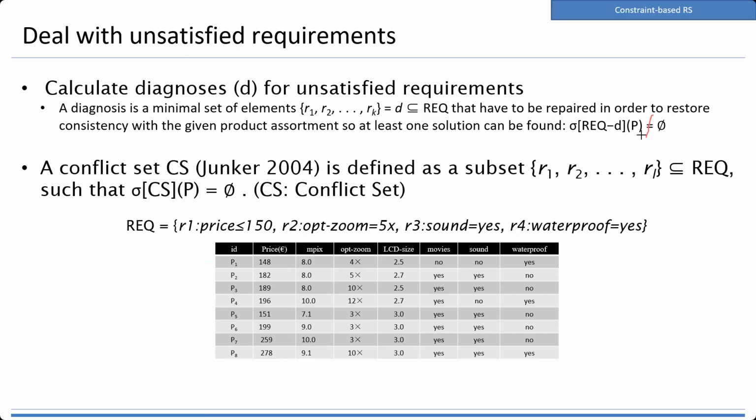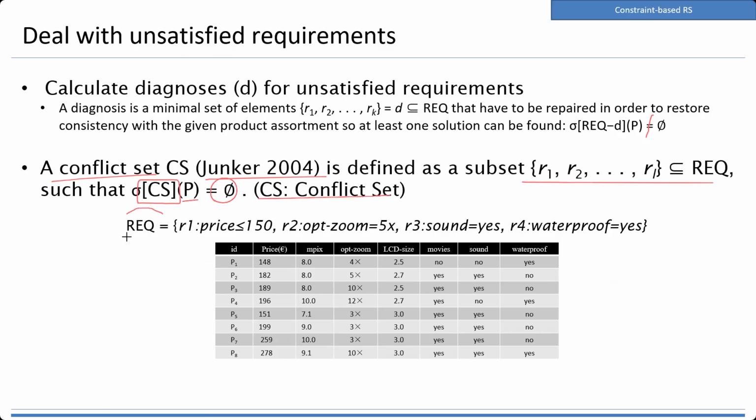We need to define the conflict set. So what is a conflict set? Based on the research by Junker in 2004, it is defined as the subset R1, R2 until RL of the requirement such that the conflict set of a product gives you an empty solution. So CS is the conflict set.